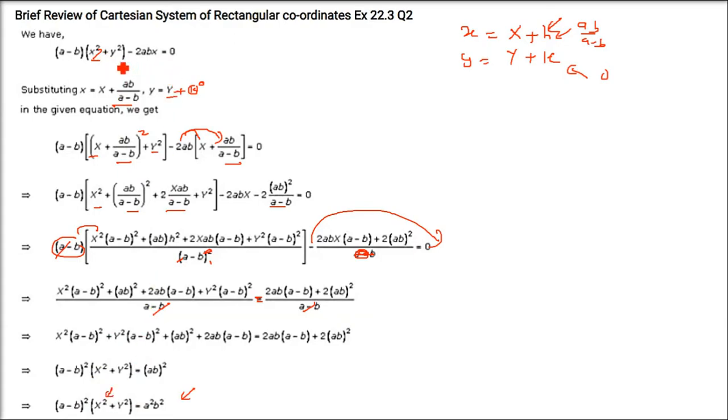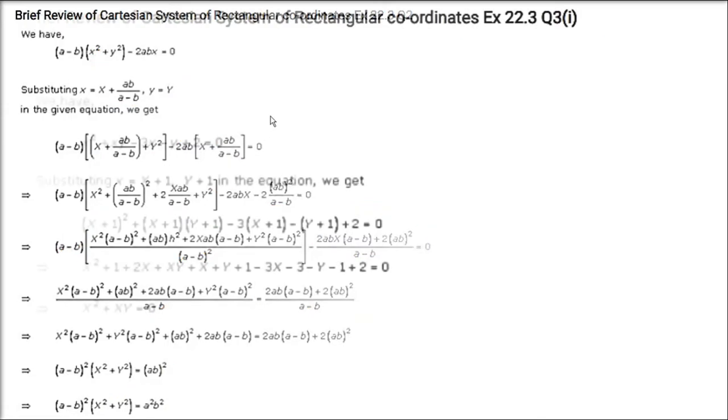So this was small x, small y. Now the answer is capital X and capital Y.